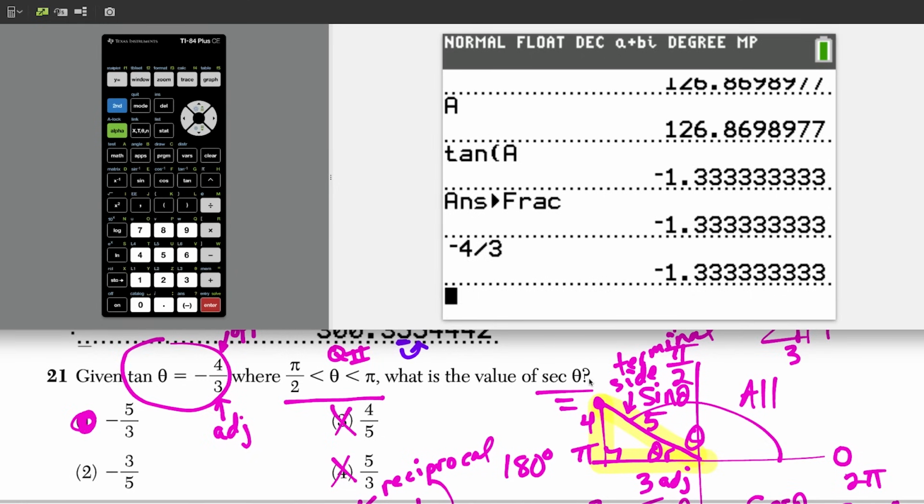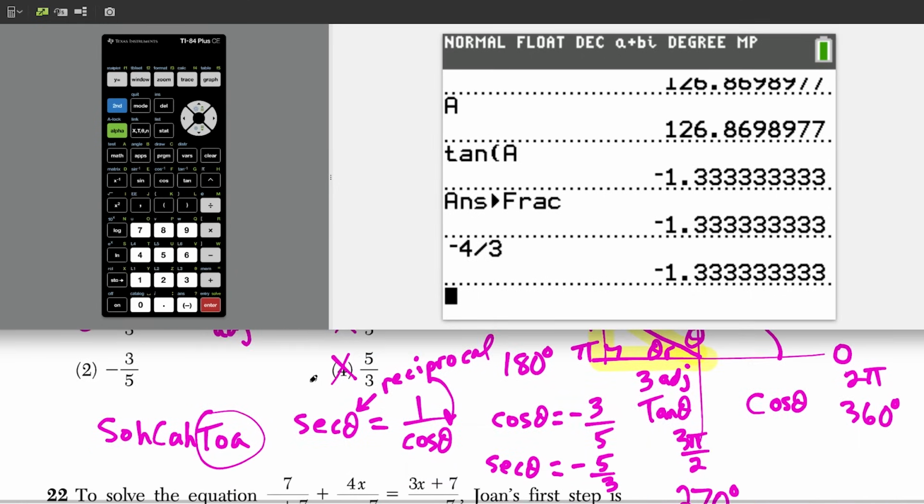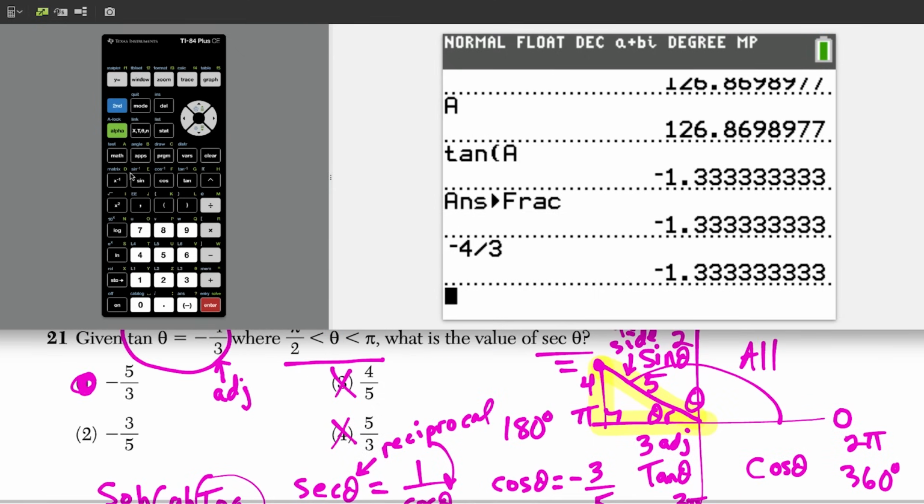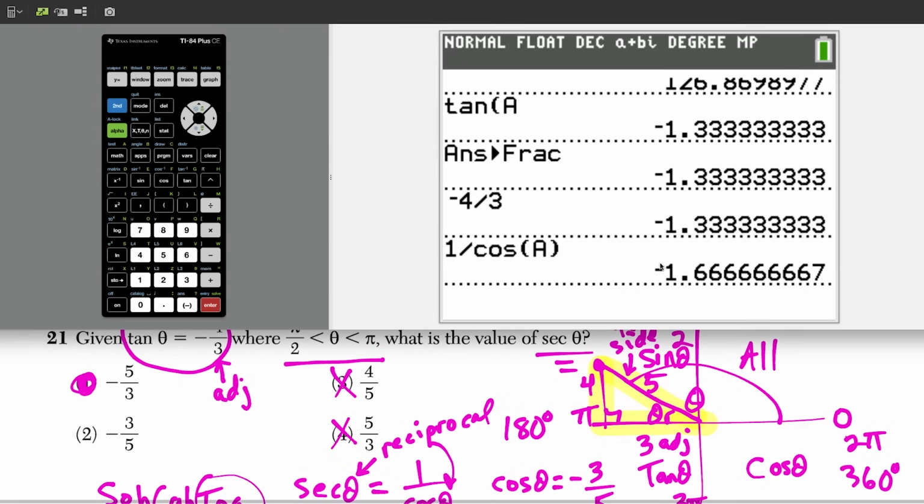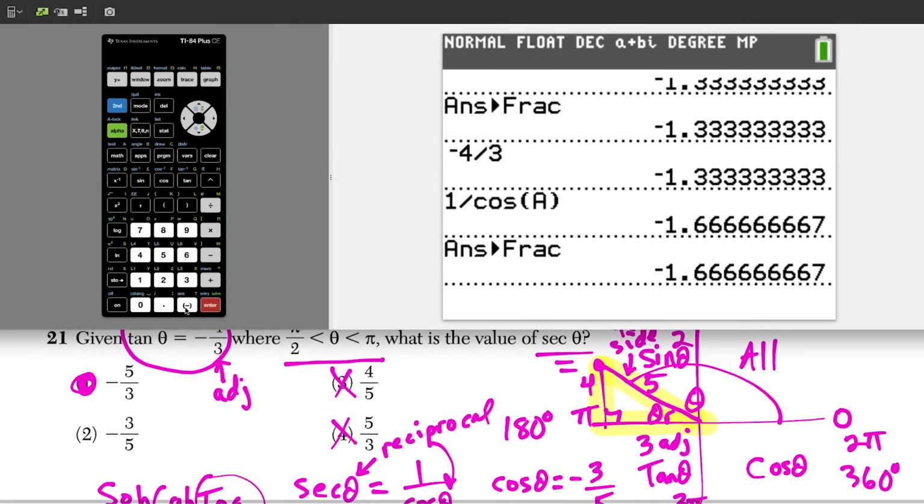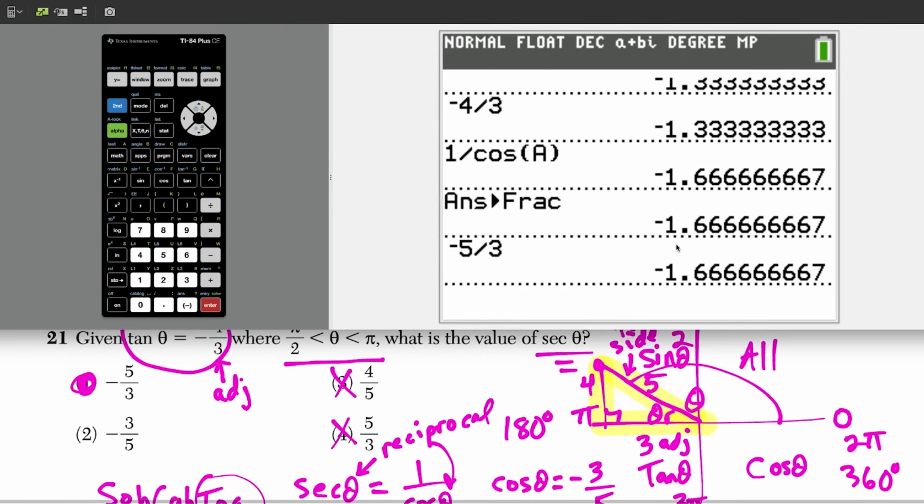So if I want to find secant theta, we said before that's 1 over cosine. So I could do 1 divided by cosine of that angle A. And when I press enter, notice that we get negative 5/3. Okay, math, enter, enter may or may not work here, and it's just deciding not to work. But negative 5/3 is going to give us the same decimal.